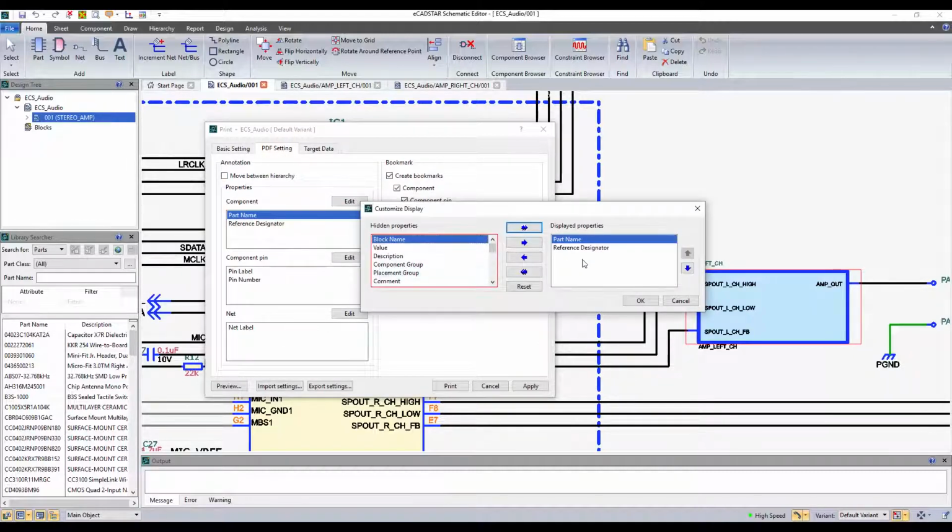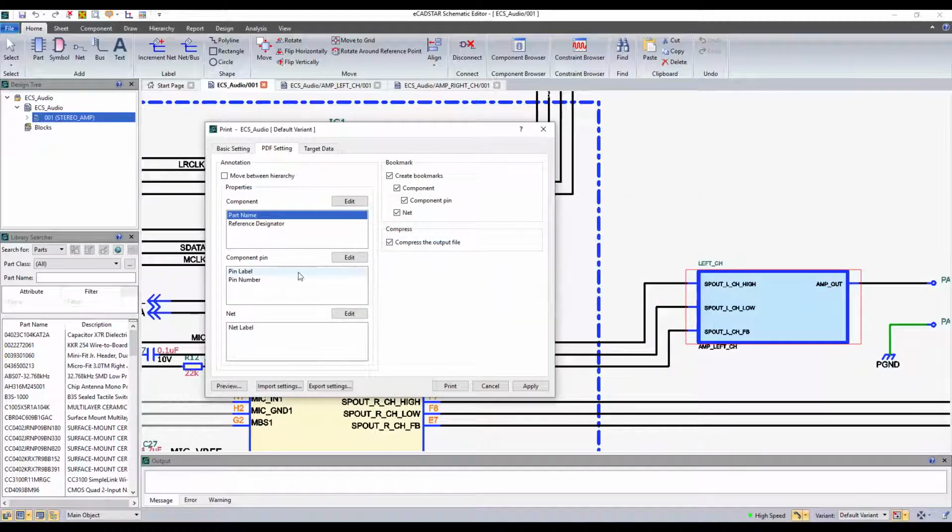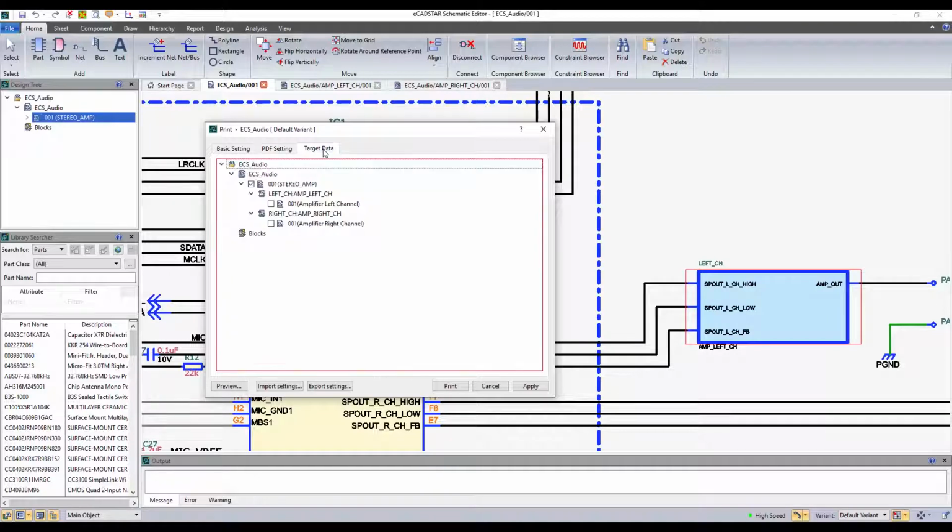And there's no need to output PDF for more of the design than you have to. And that helps you to protect your IP. PDF output works with hierarchy blocks too. That makes it even easier to structure the PDF output and to compare similar circuits in different designs.